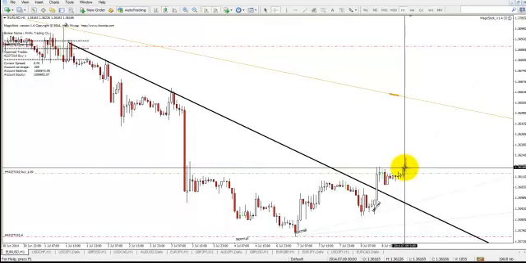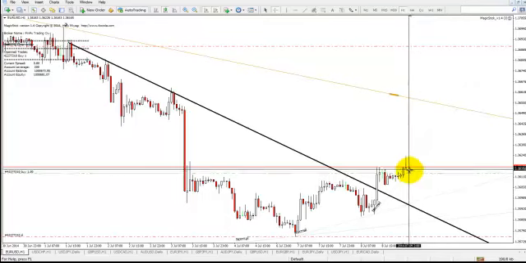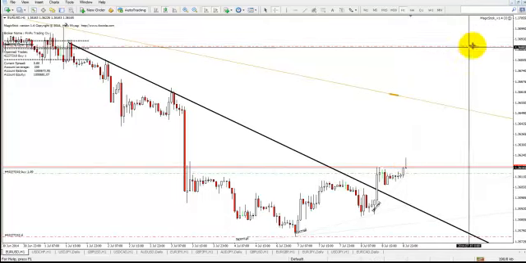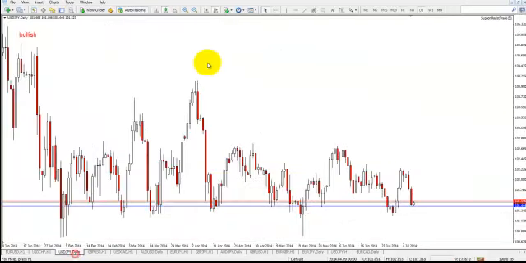I like to keep things simple. I'm just in one position. If it takes off, I just move my stop loss to a +1. If it keeps on going, then I'm looking to secure that profit. That's it. Okay, so let's actually look at one more here.